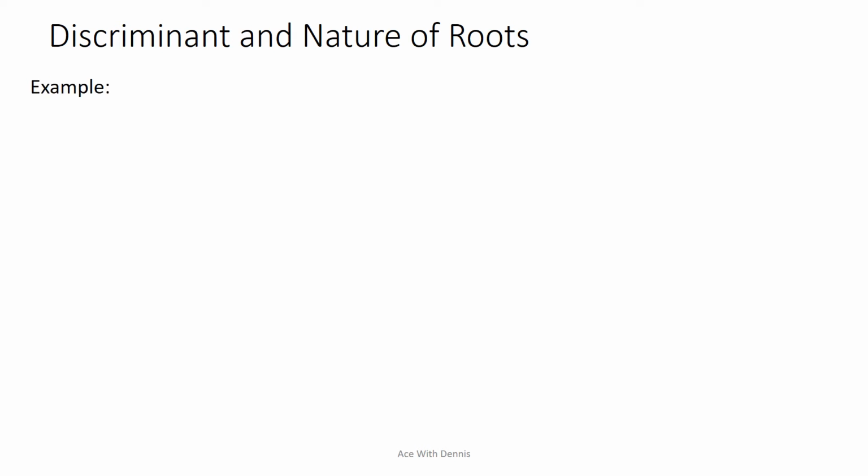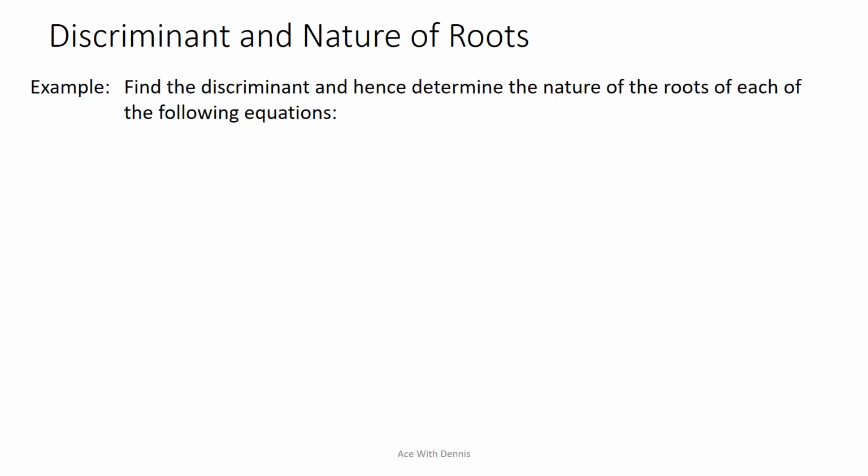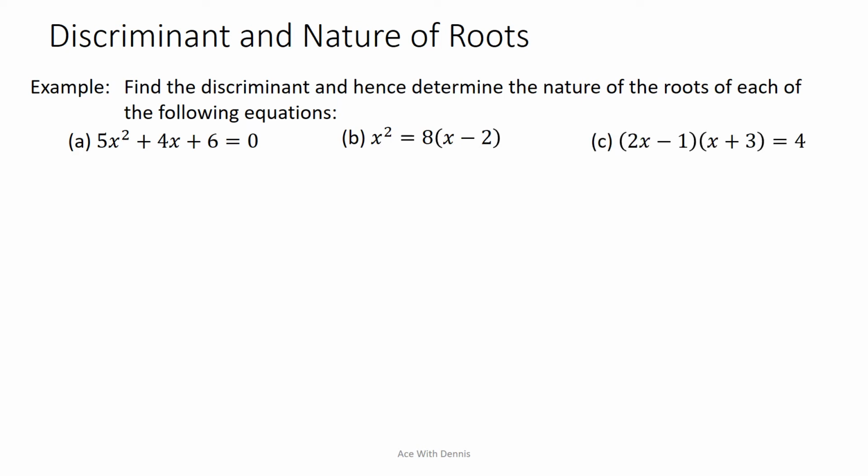Now, let's look at this example. Find the discriminant and hence determine the nature of the roots of each of the following equations. A. 5x squared plus 4x plus 6 equals 0. B. x squared equals 8x minus 2. C. (2x minus 1)(x plus 3) equals 4.